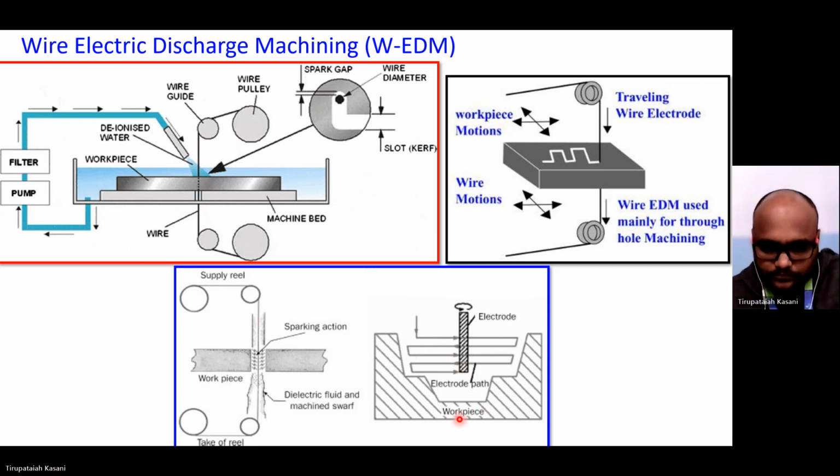See here, this is the workpiece and this is the electrode path. This is the electrode. Electrode is nothing but the wire here. The wire movement is like this. Of course, the control will be by the servo motor again. Precise control of the electrode to cut the profile that is required for our application purpose.